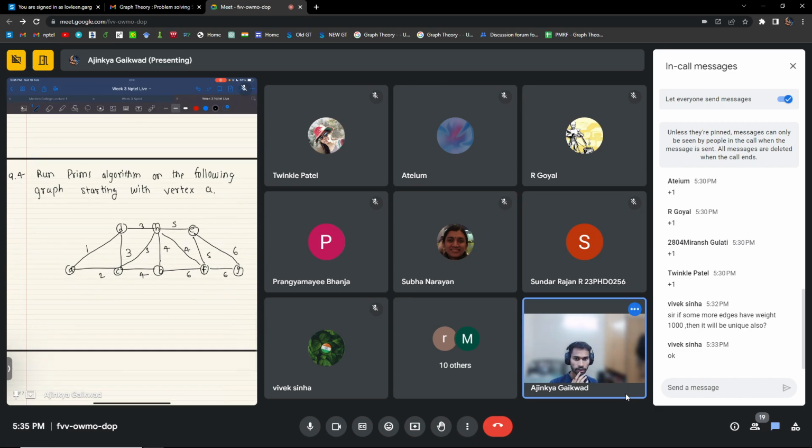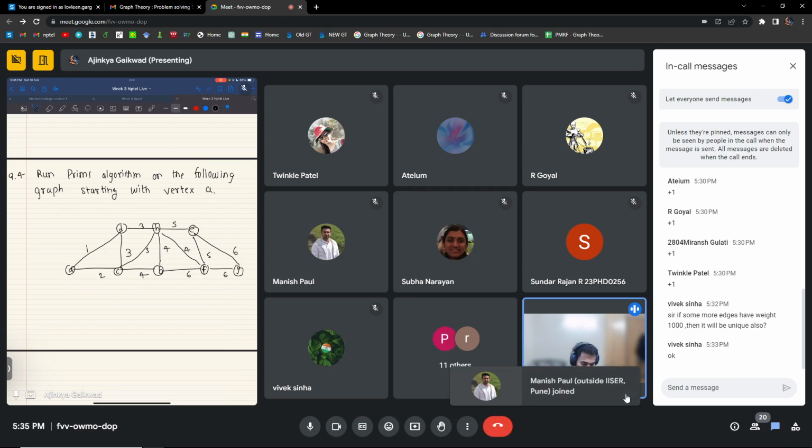Okay, it's okay. So let's work it out together. So what is Prim's algorithm? It starts with vertex A, right? So we have one vertex A on this side, and we put all the other vertices on the other side, and we see the cut edges going across. So let me write it down, and it will be clear.